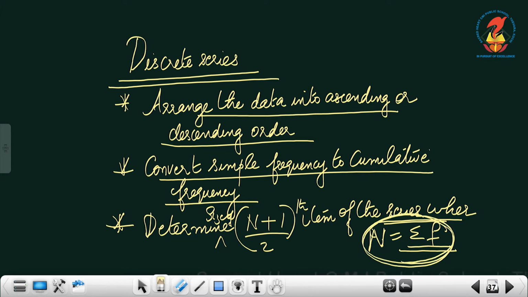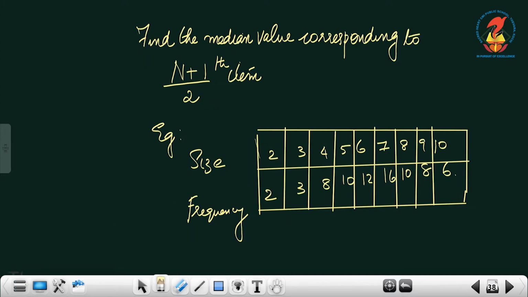So first step is arrange the data either in ascending or descending order. Second step is convert the simple frequency into cumulative frequency. Third one is apply the formula size of n plus 1 by 2th item of the series, where you have to remember n is sigma f.